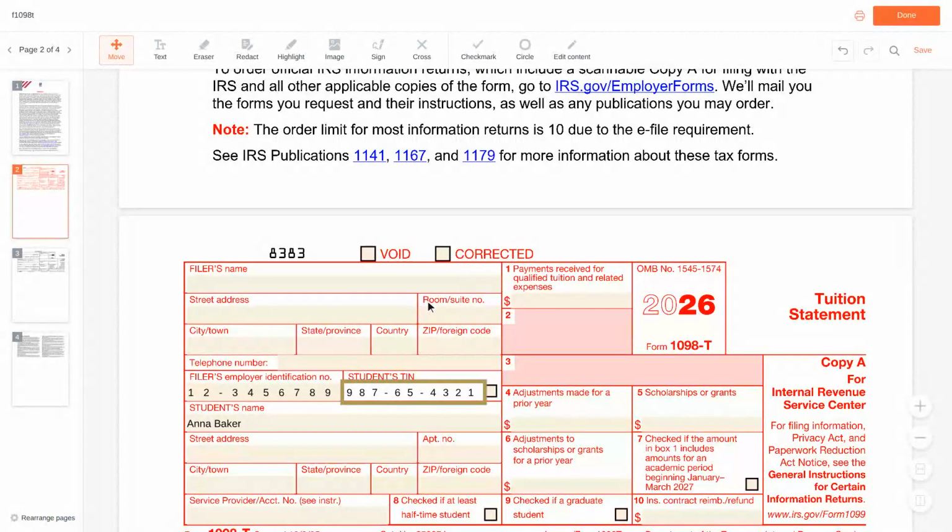Now report the financial details in the numbered boxes. In Box 1, enter the total payments received for qualified tuition and related expenses during the year. For example, $8,500. Other boxes capture adjustments for a prior year, scholarships or grants, and indicators such as whether the student was at least half-time or a graduate student. Enter each figure in the correct box since the student relies on these exact amounts when figuring an education credit.